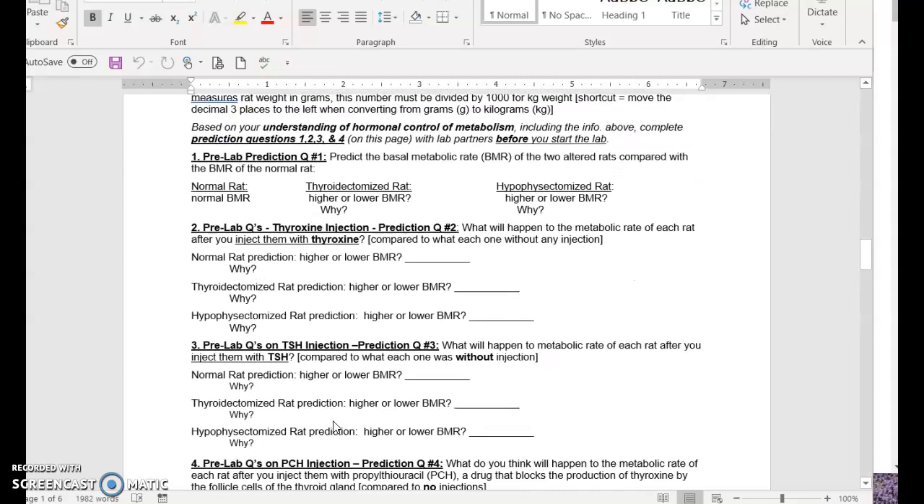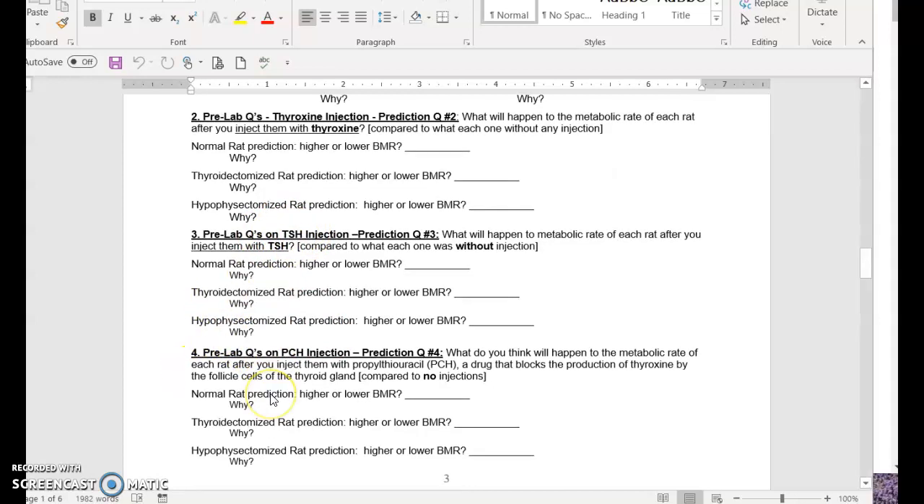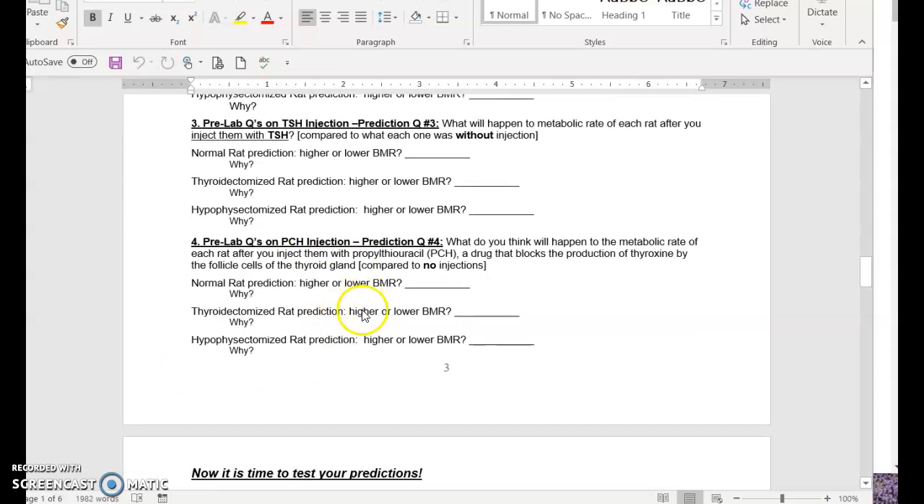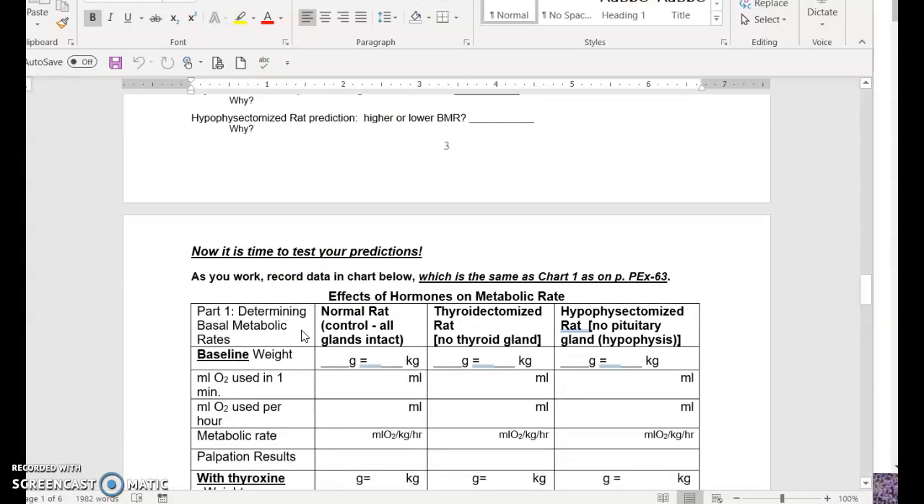And here's some other predictions, some more predictions of thyroid stimulating hormone. Hopefully you know what that stimulates, right? The thyroid. And then PCH, which is kind of an inhibitor. And again, what you think will happen. These, you don't have to write on, but you do have to actually answer. It says why. Put a sentence there, kind of answer these questions. Sometimes people just leave them blank and then I can't give you credit. Then you're in the lab online and just going through this. You do have to convert the rat's gram weight to kilogram weight because metabolic rate is always measured.